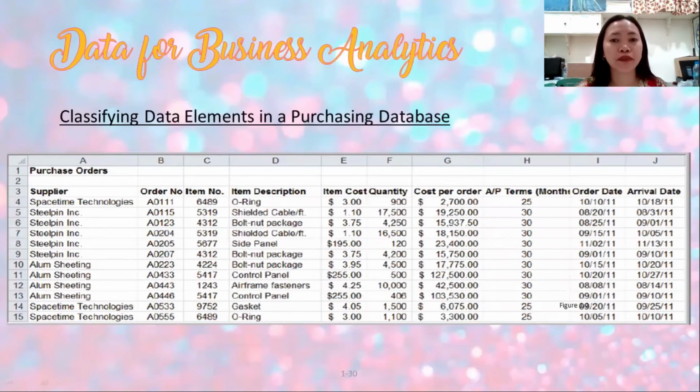Now we have here data for business analytics, an example of classifying data elements in a purchasing database. Say for example, you have a business, no? And using Excel, you now have a summary of the purchase orders made for a specific month. So in the first columns, we have the suppliers, order number, item number, item description, item cost, quantity, the cost per order, the terms in months, and we have here the order date and the arrival date. Now, how could we apply data analytics here? By first identifying the types of data, which could be nominal, ordinal, ratio, or interval. Do you have your guesses now? Let us reveal the answer.